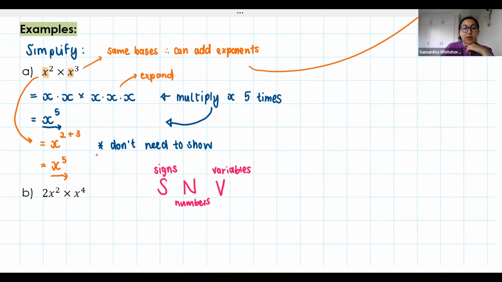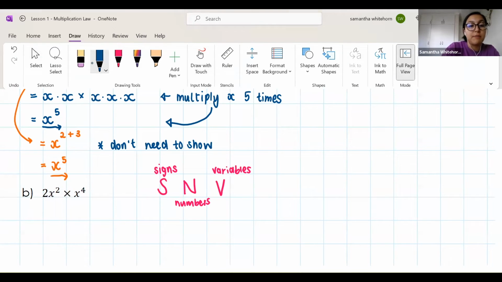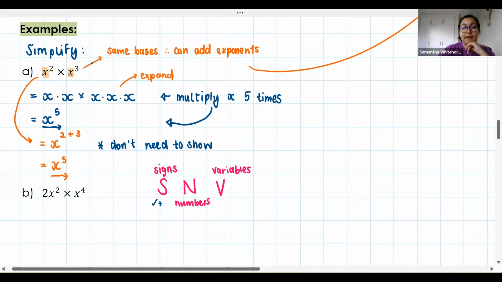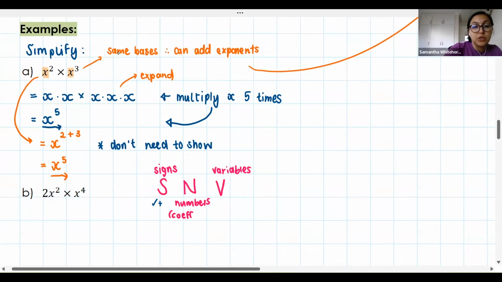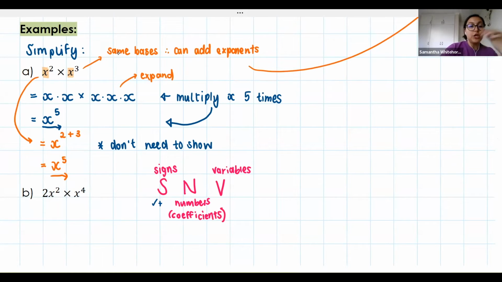So if we look at question B and we start with the signs, this is a positive 2x squared, and this is a positive 4x. Both of these terms are positive, which means a positive times a positive is a positive. So my sign is sorted for me. I know that my answer is going to be positive. I've dealt with that. Then I move on to the numbers. Now, very importantly, when we're talking about numbers, we're talking about the coefficients, the numbers in front of the variables. So here our numbers are, let's just get a little highlighter.